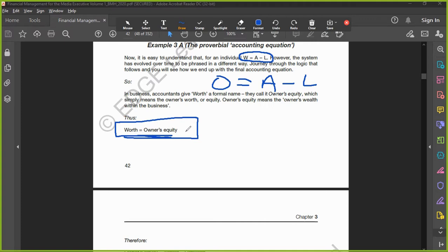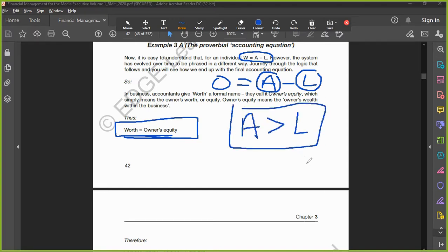So, when you calculate any individual or any business's worth or owner's equity, you would need to know how many assets they have versus how many liabilities they have. If the assets are greater than the liabilities, then they're in a good financial position. So the worth is determined by looking at assets and liabilities. That's very important to note.